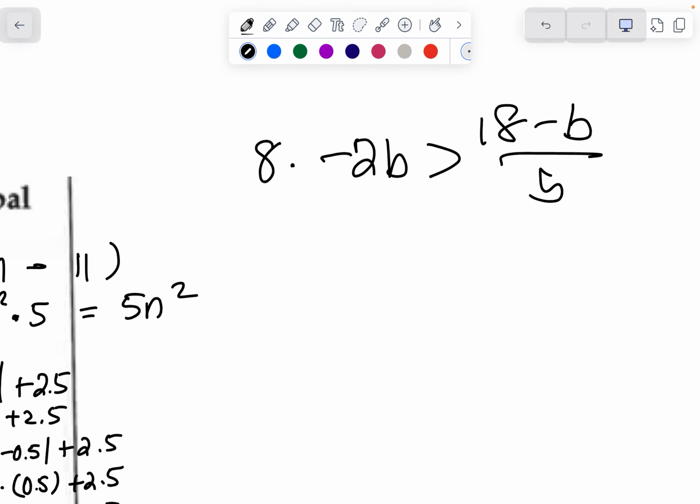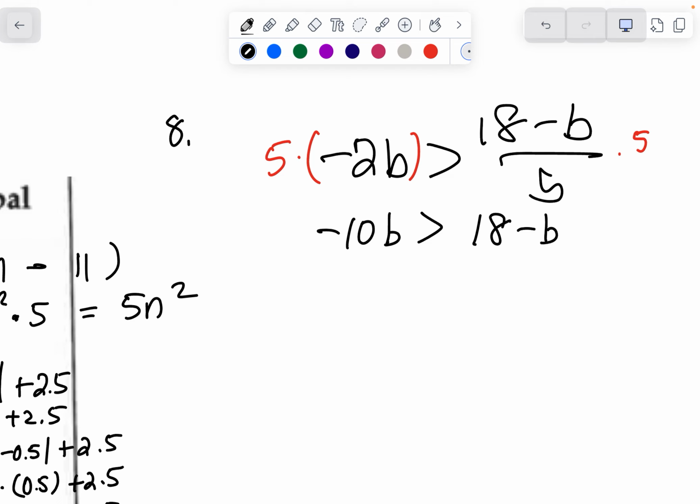We can multiply, right? So I would suggest as a first step in this problem, to really simplify things, is to just put a little multiplication dot. And we'll put that side in parentheses. And multiply by 5. I think that's a really smart way to go. Now, you don't have to. It's just something that I think is a good way to clean up the problem to begin with. So we get negative 10b is greater than 18 minus b. Because these 5's canceled, we don't need those 5 on that other side, so it just becomes that top.